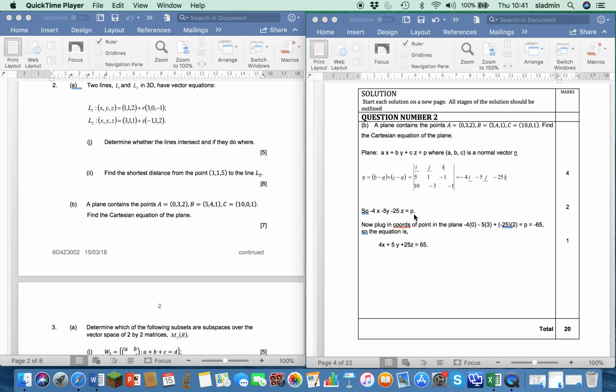And we don't know what p is. So all we do is plug in the coordinates of a point in the plane. Any of these points in the plane, we plug them in, and you'll see that we get p is minus 65. So the Cartesian equation of the plane is 4x plus 5y plus 25z is 65. And that concludes the solutions to question number 2.